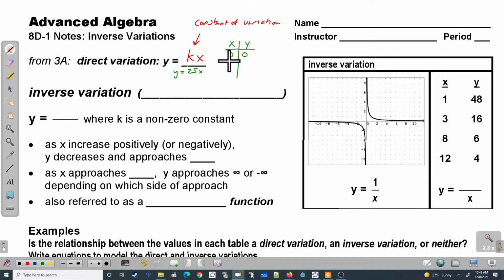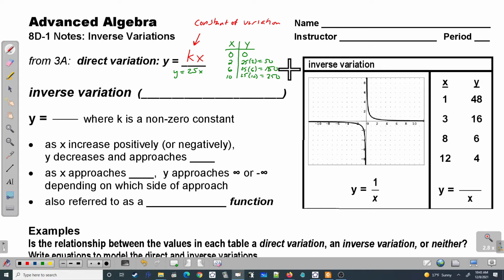But if I would put in 2, essentially 25 times 2 would be 50. If I would put 6 in, 25 times 6 would be 150. And the idea would be that essentially you could think I'm being paid 25 bucks an hour. So if I work 10 hours, I would expect to have maybe $250. That was a direct variation.